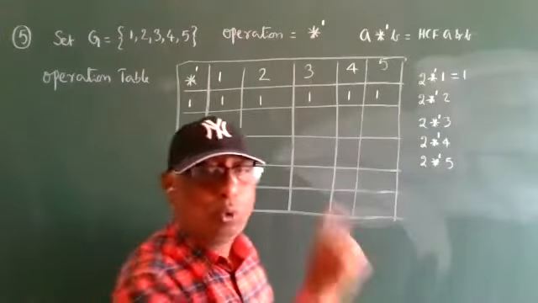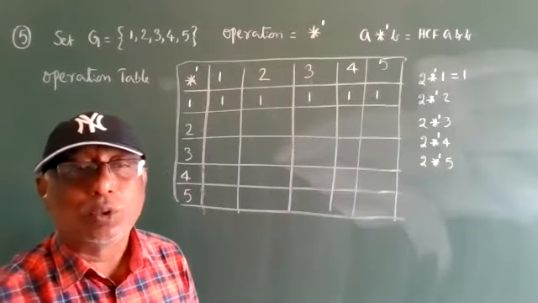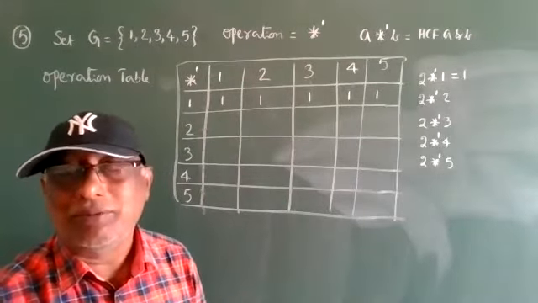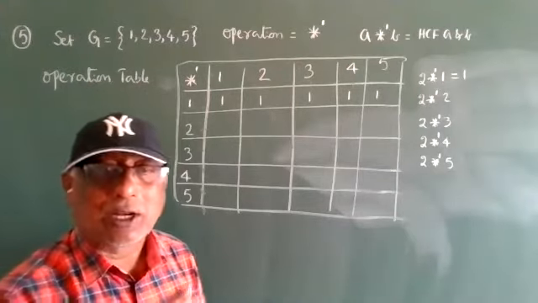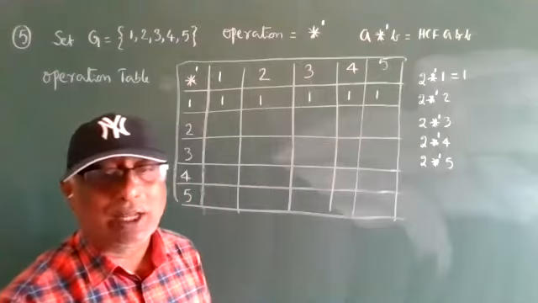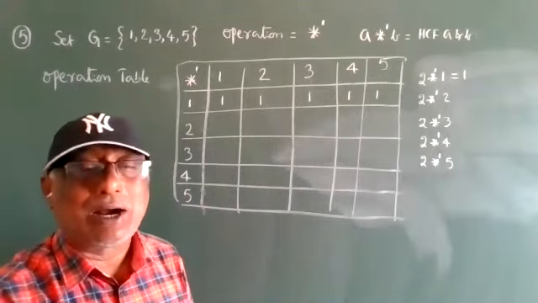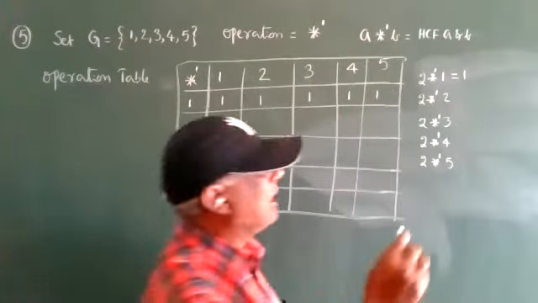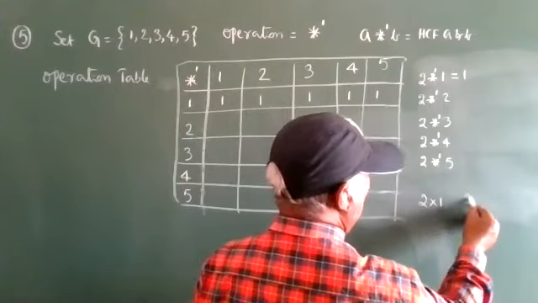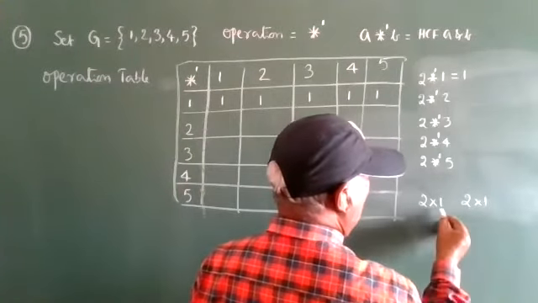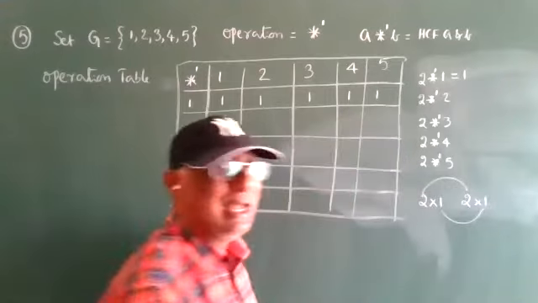2 star 2. What is the common factor? 1 is also a common factor, 2 is also a common factor. Here, the highest common factor is 2. 2 into 1 and 2 into 1. So 1 is also a common factor, and 2 is also a common factor.